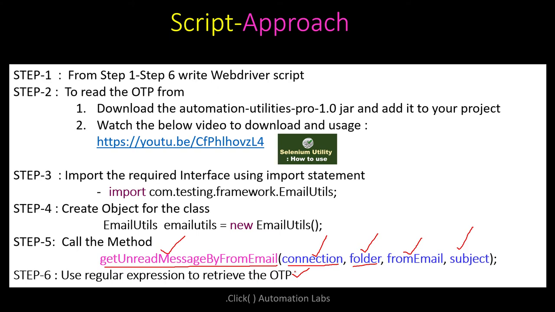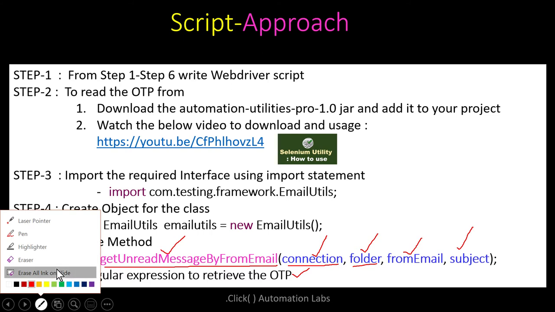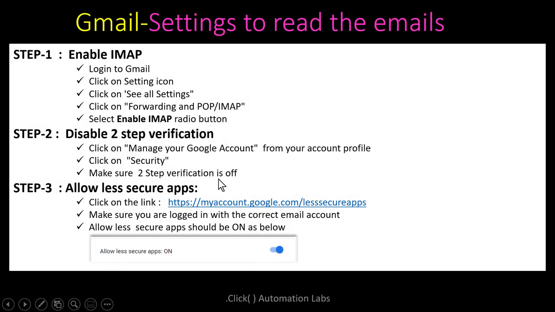So this is a rough picture of how we automate the OTP scenarios using automation utilities. So let's do a practical scenario. How do we achieve this? Okay. So before that, let us understand more about reading the emails.